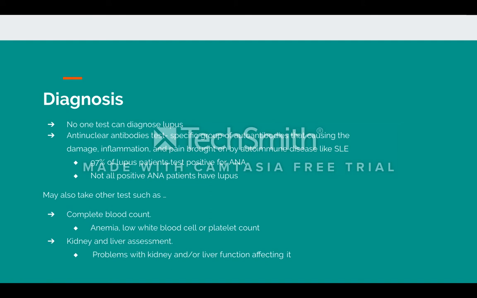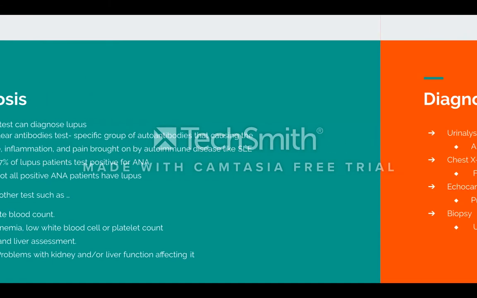97% of lupus patients test positive for ANA. Not all positive ANA patients have lupus, though. Other tests completed might be a blood count test or a kidney and liver test. Blood count tests measure the number of red blood cells, white blood cells, platelets, and hemoglobin. Results such as anemia or a low white blood cell or platelet count may indicate lupus. Problems with your kidney or liver functioning might also point to lupus.